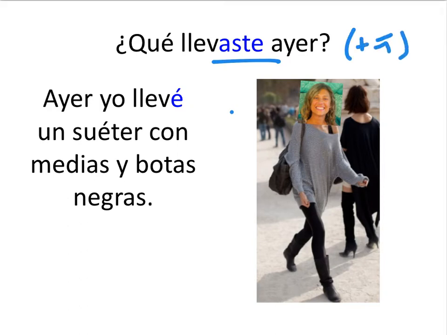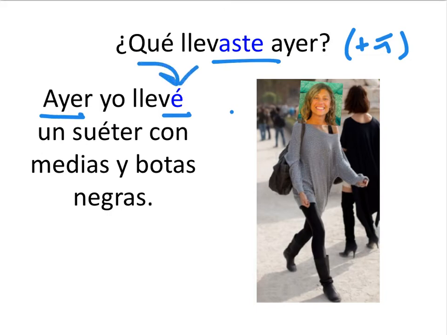Llevaste. Okay. Ayer yo llevé un suéter con medias y botas negras. Llevé. So, we can conclude what about llevé? Llevé is third person? Yo. Oh. So, that's saying what? I wore, exactly. So we have a reference to the past, ayer, not hoy, ayer.